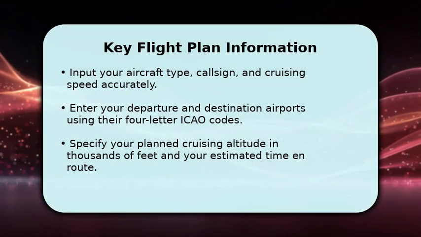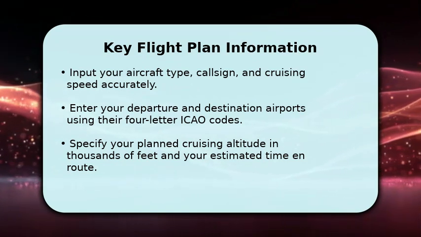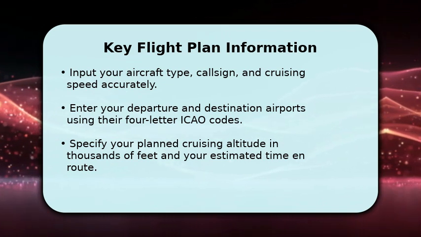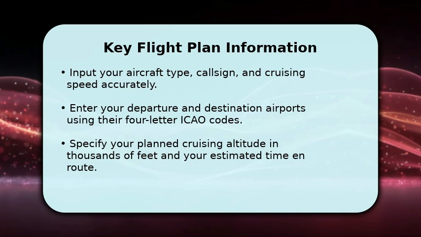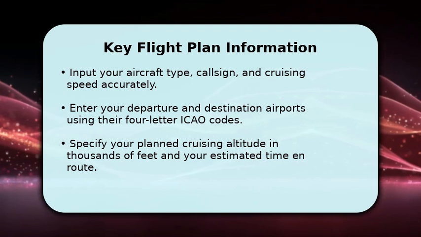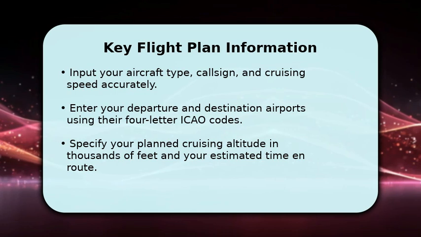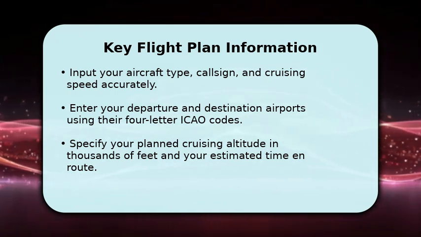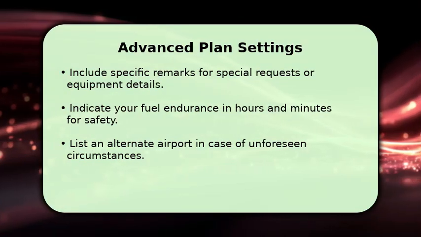Next, focus on the core details. You will need to input your aircraft type, for example, a Boeing 737, along with your unique call sign. Cruising speed is typically entered as a true airspeed in knots. Crucially, provide the 4-letter ICAO codes for both your departure and destination airports. Then specify your planned cruising altitude, usually in thousands of feet, and your estimated total time en route, often in hours and minutes.